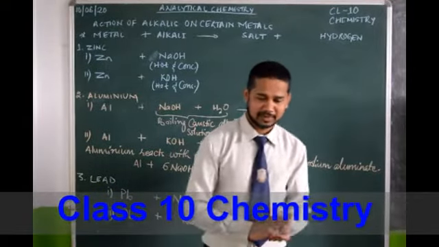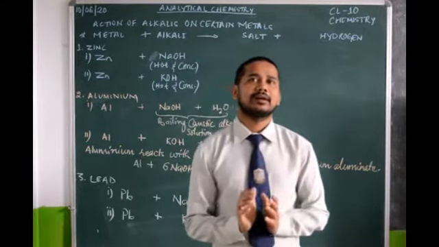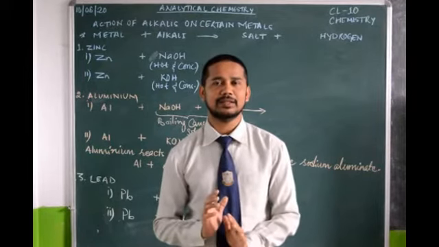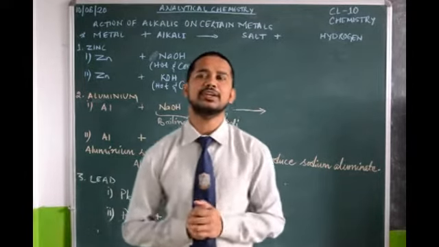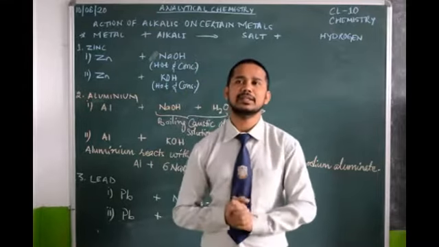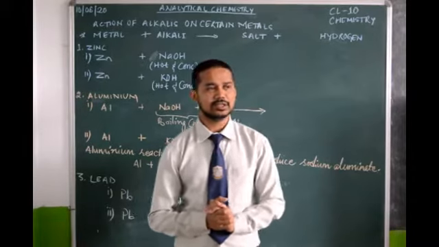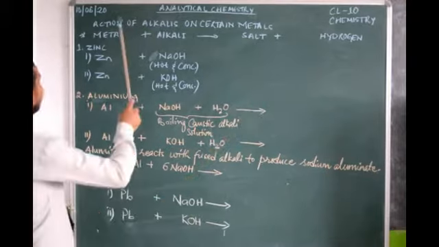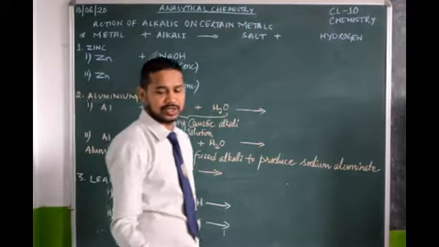Good morning. Last time we did this qualitative analysis to find the color of different metallic ions. That means determination of metallic ions by reacting them with sodium hydroxide and ammonium hydroxide. Today we'll be doing something new, that is action of alkalis on certain metals.